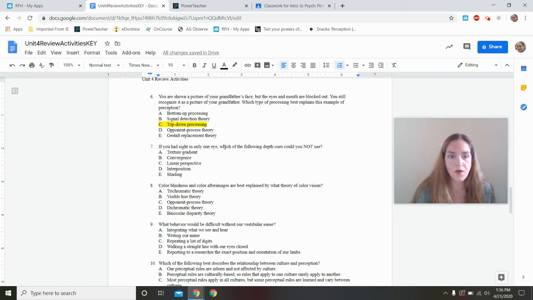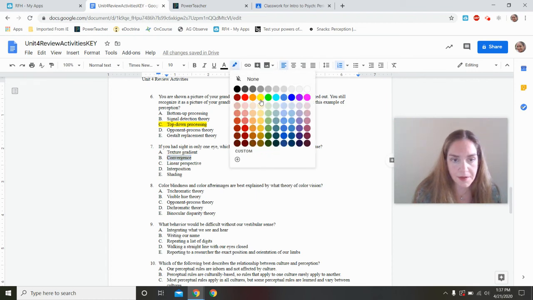Okay, so this one is asking which of the following depth cues could you not use? So you need a binocular depth cue. Texture gradient, no, that's a monocular cue. Like we look at fine textures being really, really close up. Convergence. Well, I just said that. Okay, convergence, yes, is a binocular depth cue.